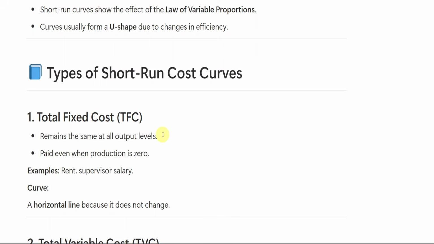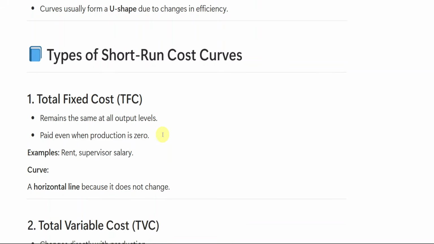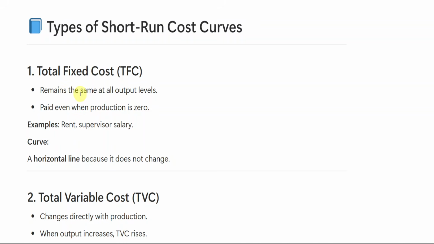So one is total cost. Total fixed cost, as we have already seen, remains the same at all output levels, paid even when production is zero. In our previous units, we have clearly seen what total fixed cost and total variable cost are.